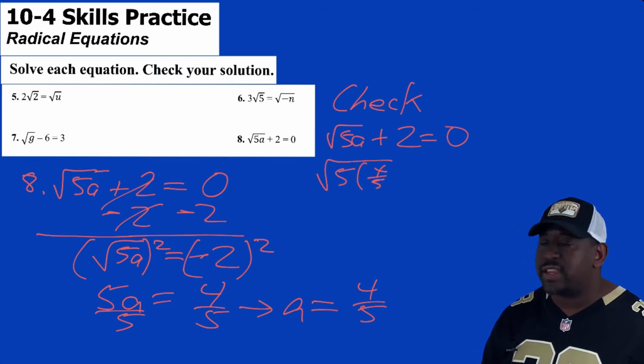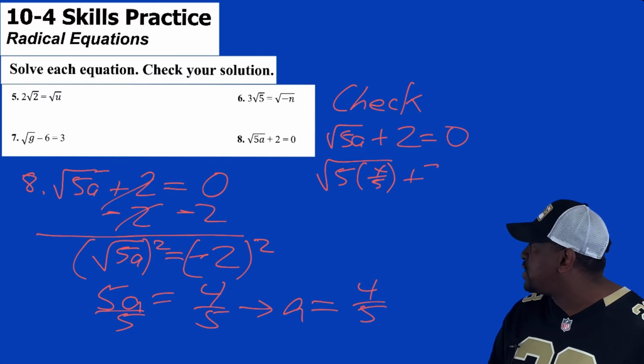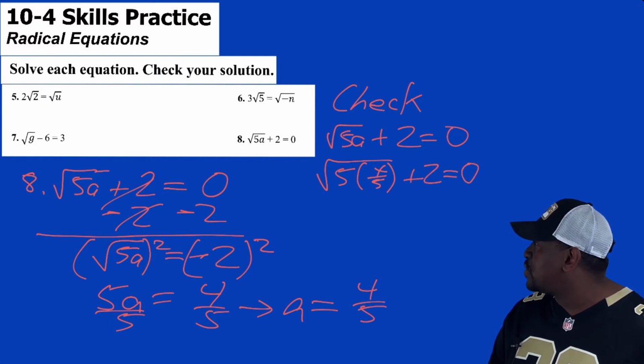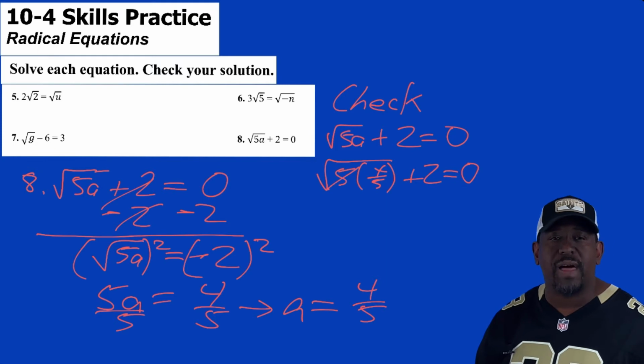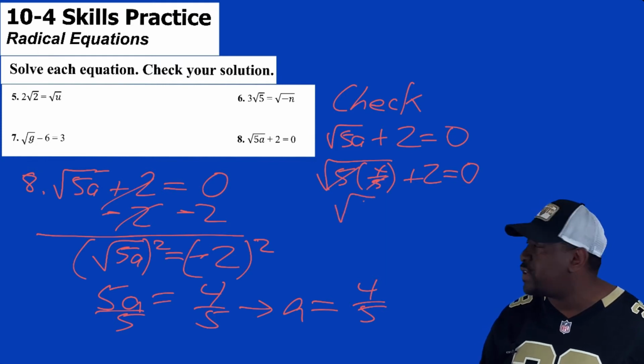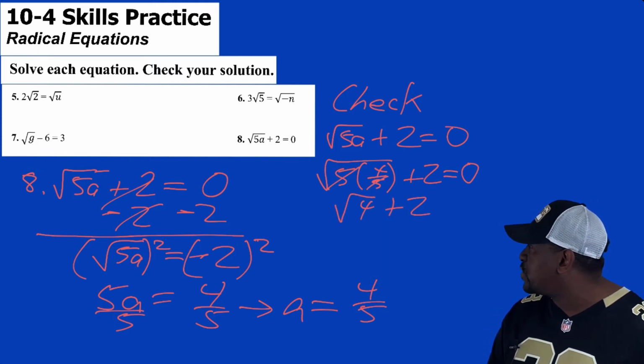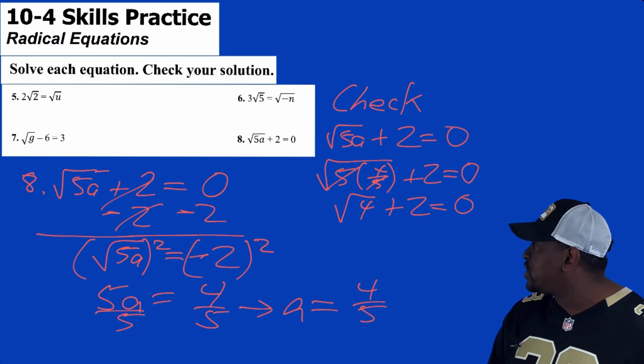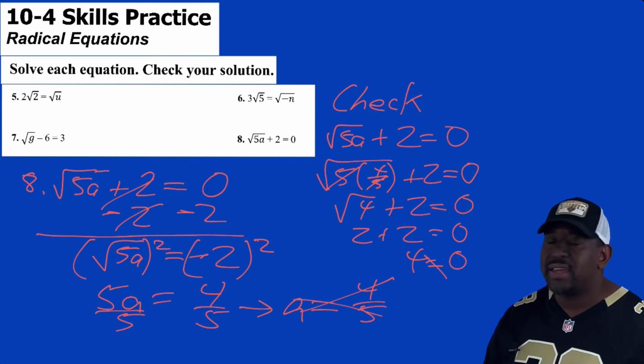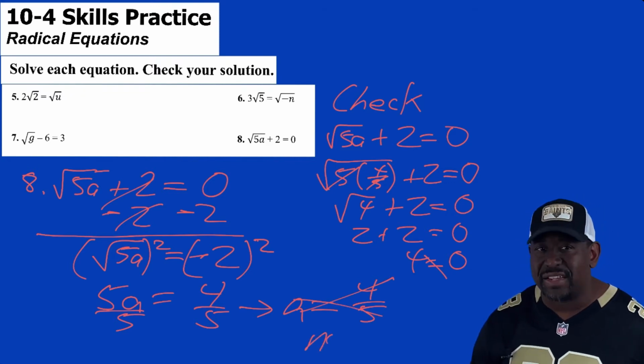And we will take the square root of that, and we will add 2, and that has to equal 0. So when you multiply 5 times 4/5, you will factor out the 5s, you get the square root of 4, plus 2 equals 0. Square root of 4 is equal to 2. So you will have 2 plus 2 equals 0. 4 does not equal 0. So a equals 4/5 is not a valid solution.